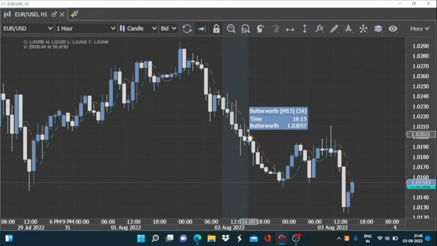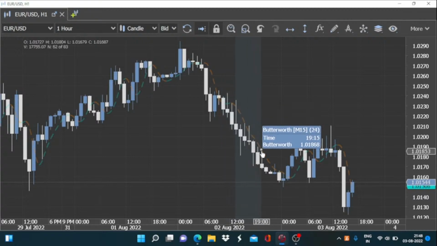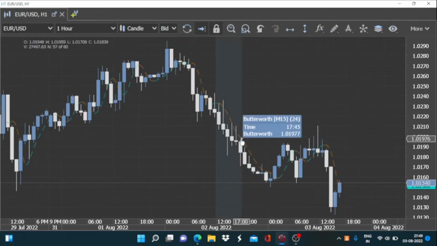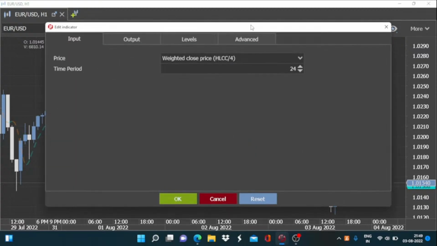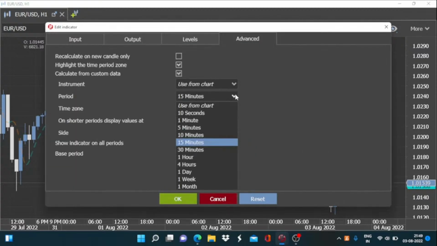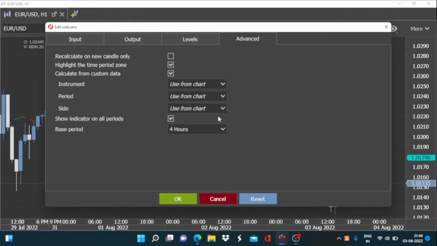So this is the Butterworth filter being calculated considering only 15 minutes candles, even though the chart has the candle period of hourly, and it is taking into consideration 24 15-minute candles. So that means the data is only for 6 hours on the hourly time frame. All right. Now I'll restore it to use from the chart side.